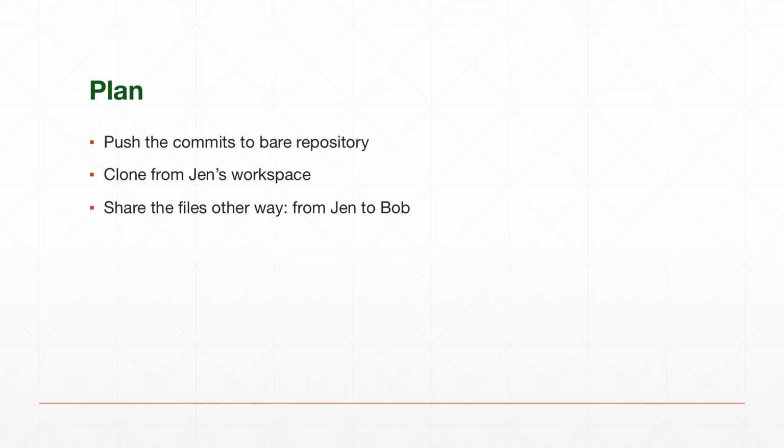And finally, we tried to share the other way around, from Jenny to Bobby. What did we do to do that? Jenny first added the new file, so she called git add. Then she called git commit to commit the file and create the commit. Then she had to call git push to send the files to the repository. And finally, from Bobby's side, we did git pull to get the changes back.